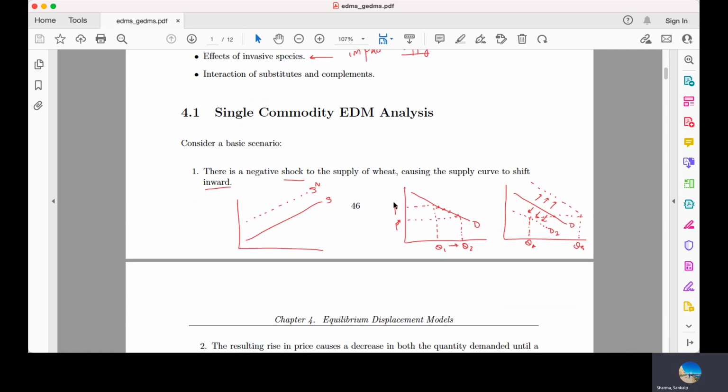The difference now with the GEDM, as we'll get to in a second, is that the EDM is a single commodity analysis, right?